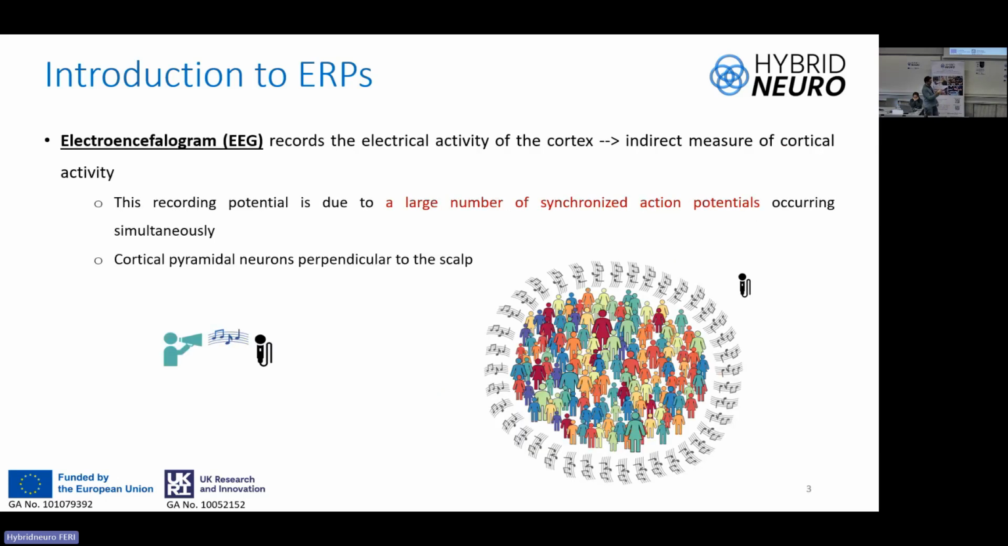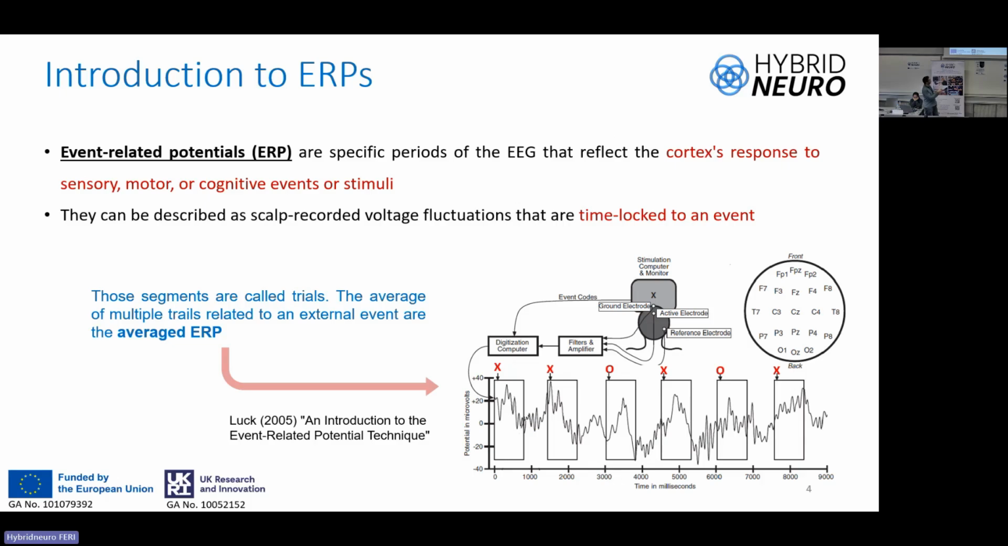There are specific periods of the EEG that are related to an event. For example, in this case, we have the continuous recording of the EEG, and a program that shows you some events, for example the letter X and the letter O. So we can identify some periods, time windows, where we can extract the information that relates to this external stimulus.